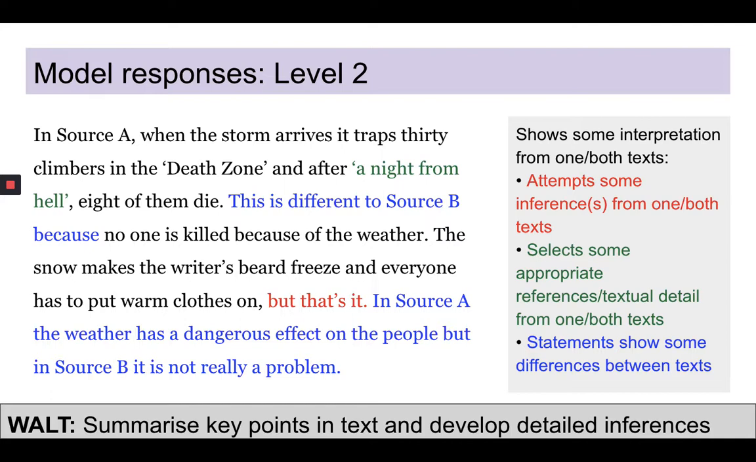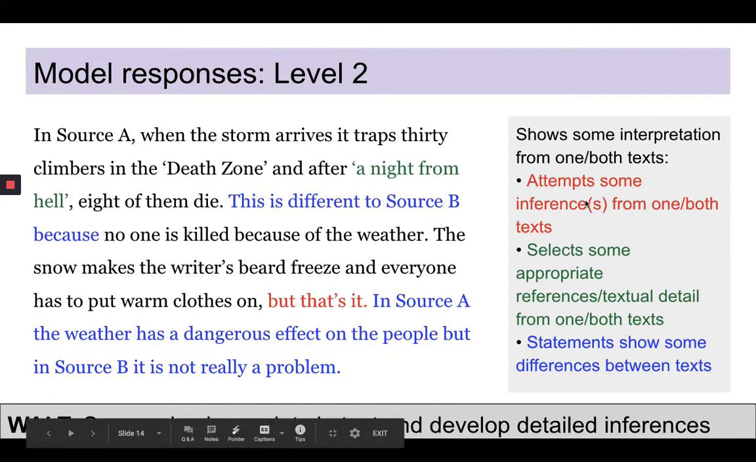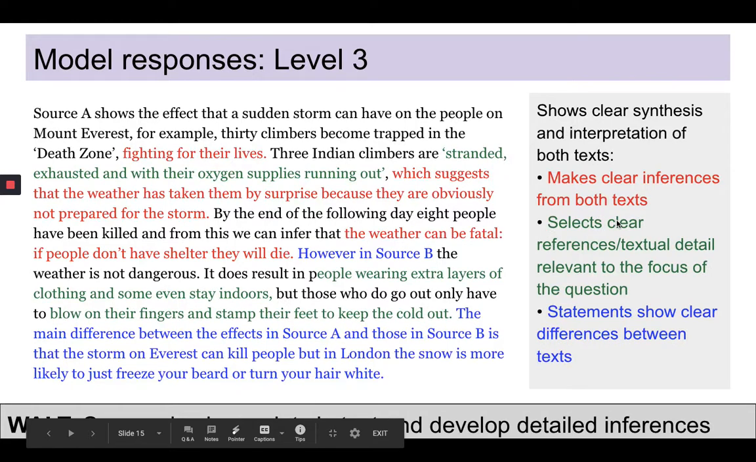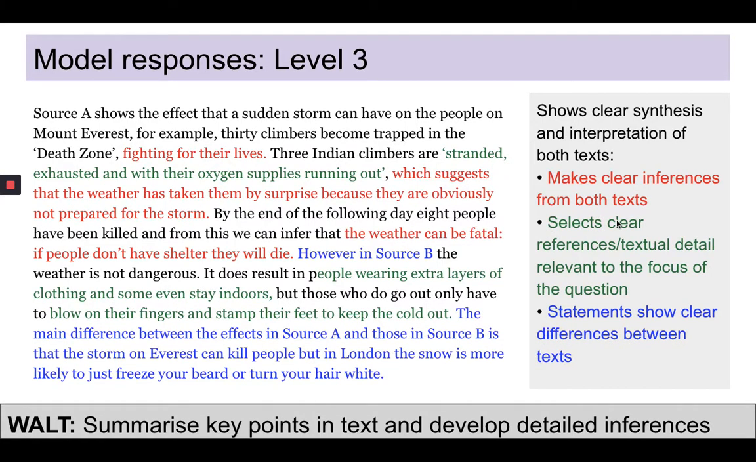It does show the differences between them. It does use evidence from the text, and for that, you know, it's all right. But the red bit, the inferences, is how you really get the marks for this question. So let's look at a level 3 then, and this would probably relate to about a grade 4, grade 5.